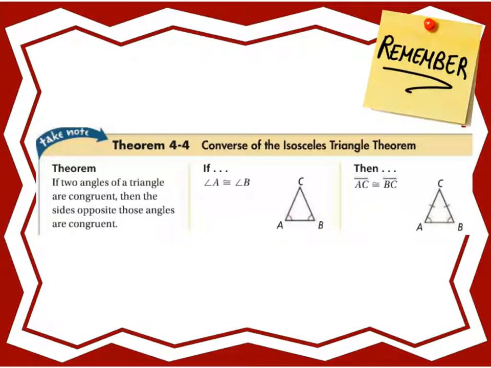And it actually works the other way too. Remember, the converse means you can switch the if and the then. So instead of saying if the sides are congruent, I can say if you have their base angles congruent, then the sides would also be congruent. I can switch the if and then. That's the converse of the isosceles triangle theorem.